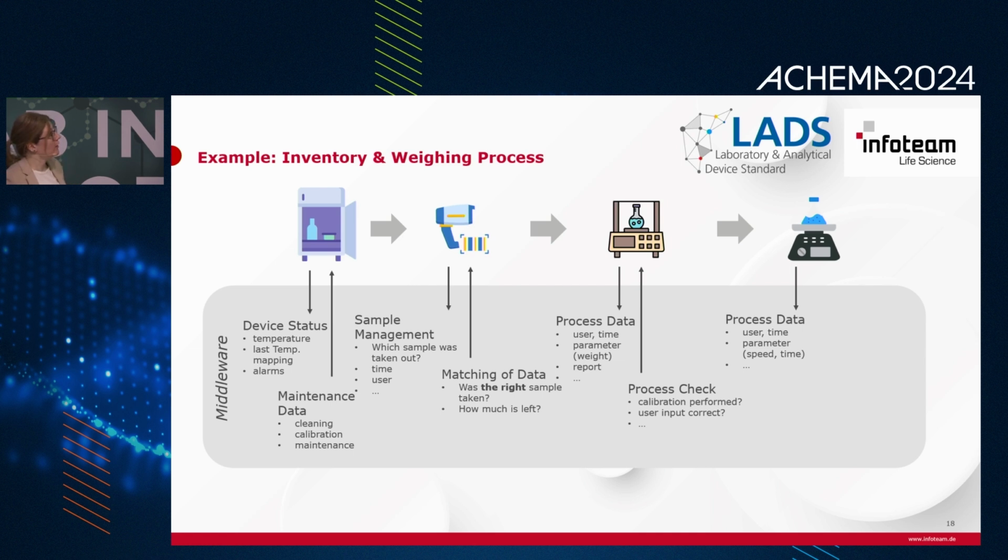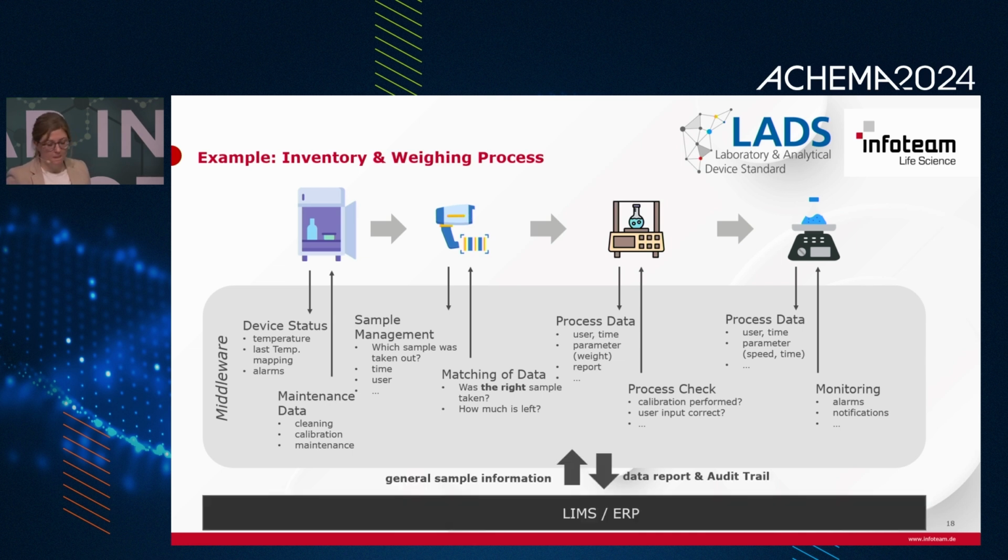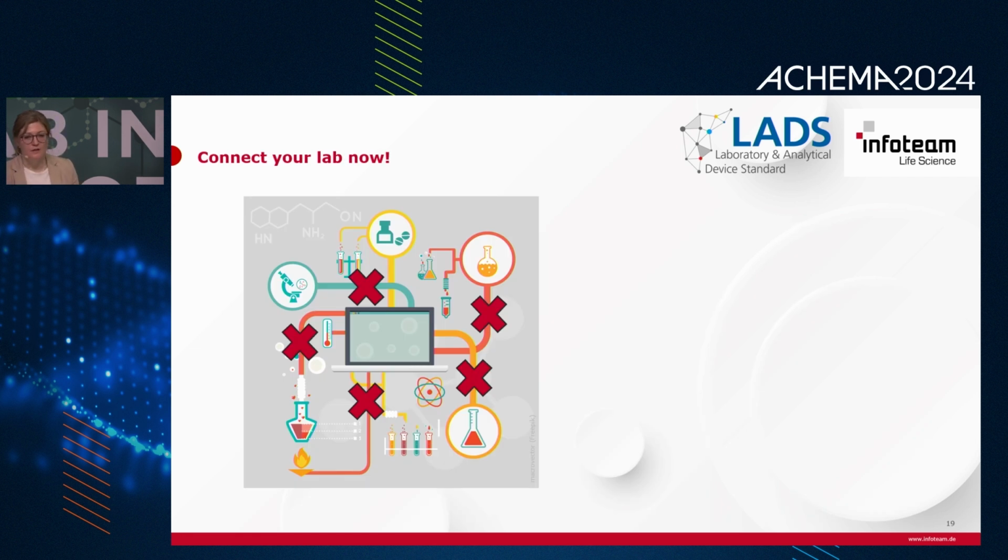And if you go to a stirrer, we also have the process data again, and we can monitor the process, receive alarms and notifications, or even change the process from your office. And then all these collected data can go into a report or audit trail and be stored in your LIMS. So now you have all the basics to connect your lab.